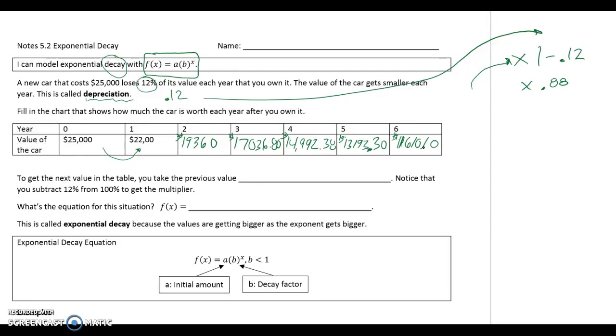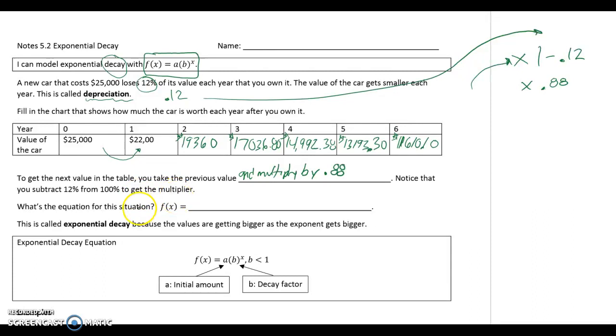So again, you can see this is a little tedious to continue doing. But as we see, to get the next value, you take the previous value and multiply by 0.88. And notice that you subtract 12% from 100% to get the multiplier.